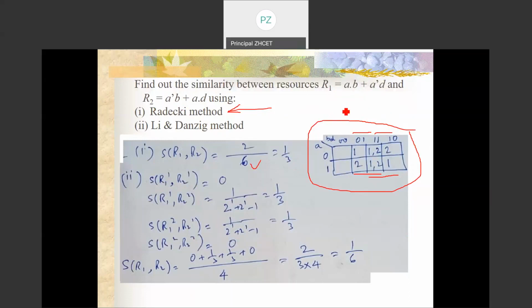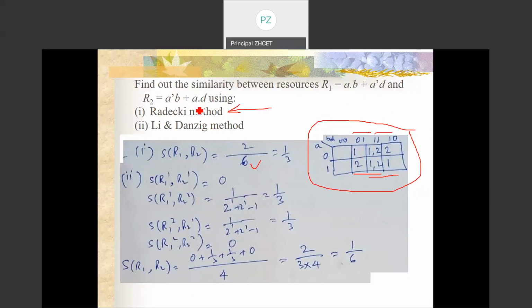Right? So you give me any 2 Boolean expressions, I can always convert them into the canonical sum of product form by using either the distributive property or the K-map itself. And then I find out how many min terms are common and how many min terms are there in the union. I divide the two and I get the similarity.